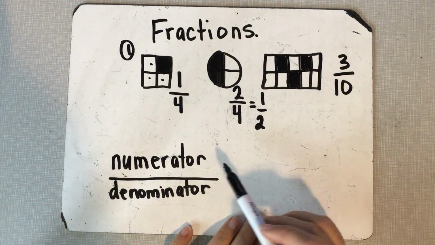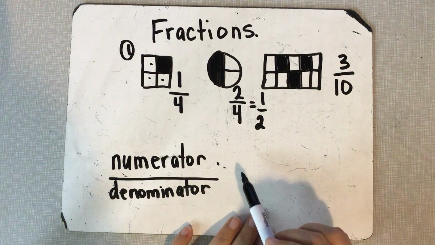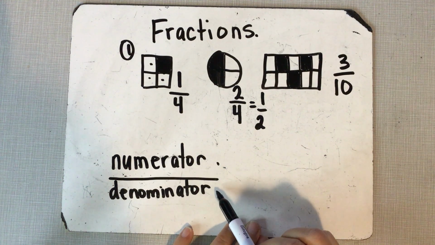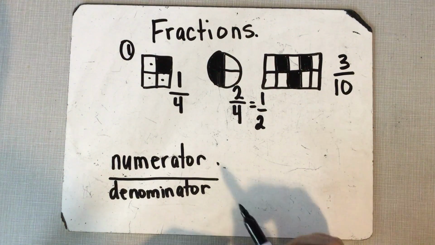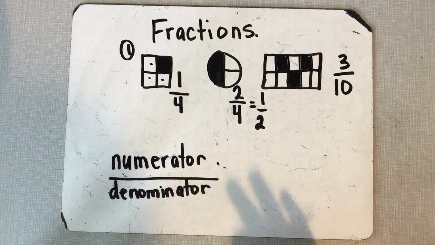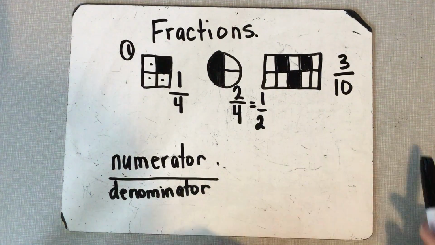So I just want to remind you that the numerator is always on the top, and it talks about what fraction has been colored in, and the denominator is on the bottom, and it talks about the total number of equal pieces. So not as an exciting video for today, but it will help you down the road.